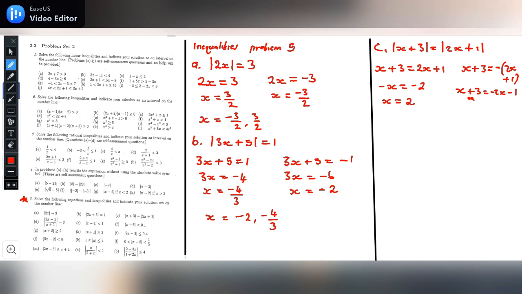So now it's going to give us 3x equals minus 4. x equals minus 4 over 3, right? So the values that we have are minus 4 over 3 and 2. That's it. Then now we are going to see D. Let me just erase a few things here so that we can have space.